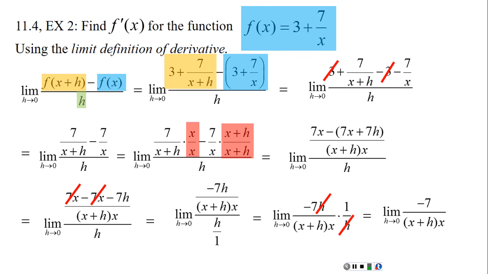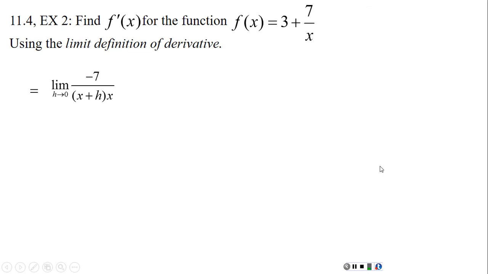Here, it'll pop it up to the next screen. That's what it was just showing. Putting that 0 in means I no longer have to write the limit. The 0 went in for the h. So I just have negative 7 over x times x, which is negative 7 over x squared.